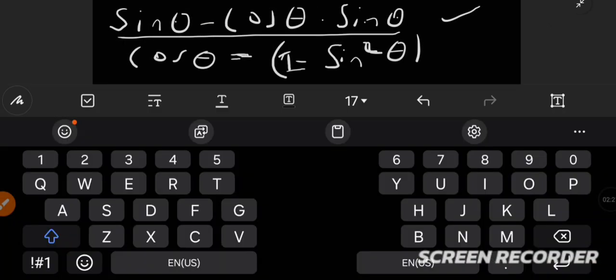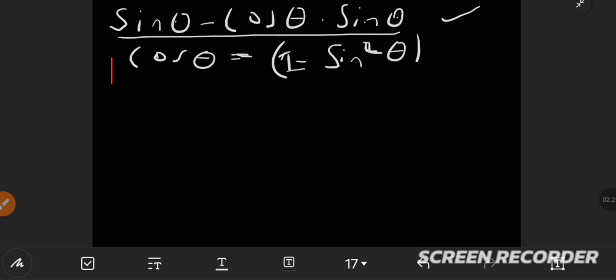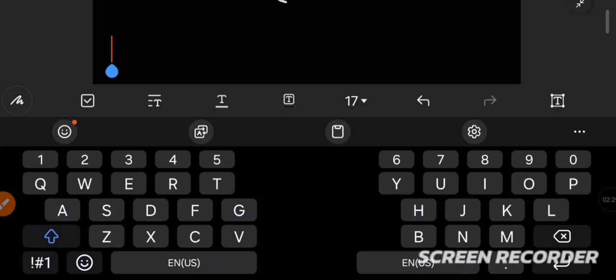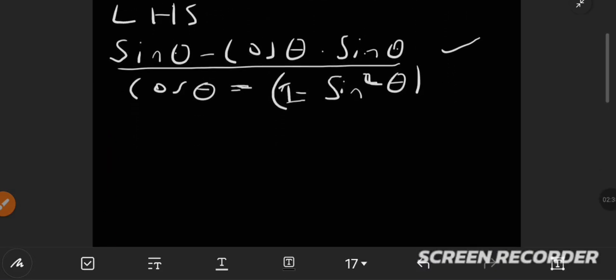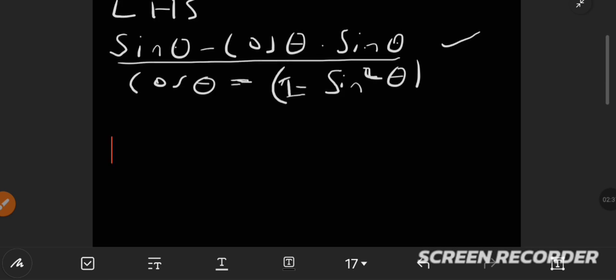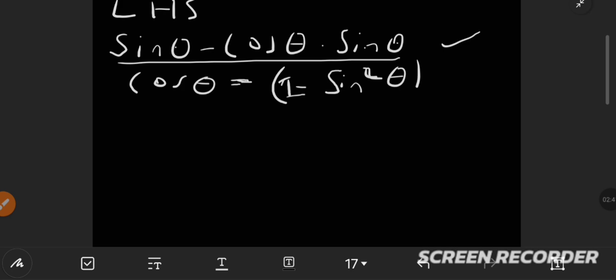So here I've written the left hand side. You always get a mark for writing your left hand side, guys. Remember that. Every time you write your left hand side, you always get a mark for it. Now, what are we going to do? We can see we have 1 minus sine squared theta, so it has to change. We're going to change it to cos squared theta.